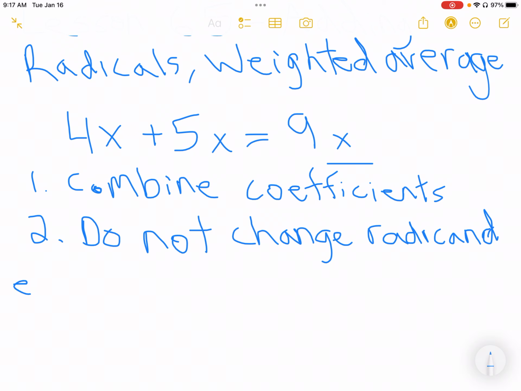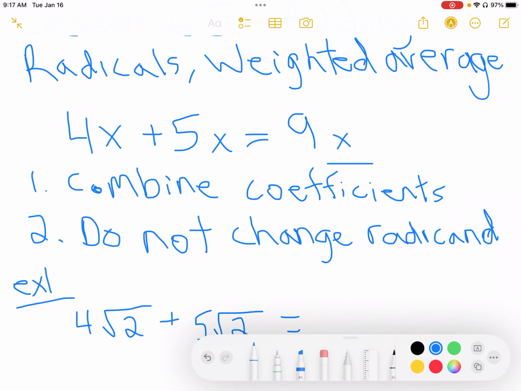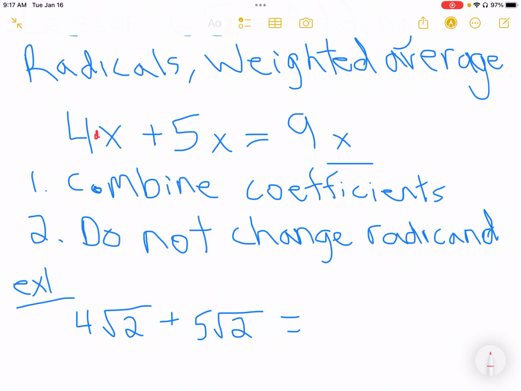But if I do example 1, I end up with something like this instead. I end up with 4 root 2 plus 5 root 2, okay? And say, okay, how does that look similar to what I just wrote above, right? The only difference is that instead of x being there, I have root 2, right? Because up here, this is 4 times x, this is 5 times x, and then this is 9 times x, okay? But over here, I have 4 times root 2, 5 times root 2. So when I add it together, then I'll get 9 root 2, okay? So the rules are exactly the same.